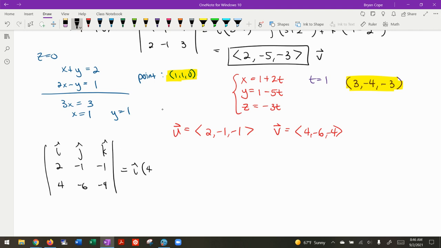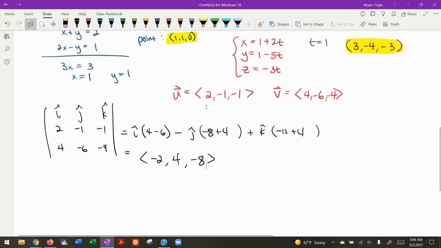This would be 4 minus 6. This would be negative 8 plus 4. And negative 12 plus 4. Okay, so we have negative 2, negative 4, so 4, and then that's going to be negative 8. Okay, I'm going to leave it as is there. Because we're only interested in the direction of that vector, not its magnitude, you could divide through by, say, negative 2 or something and make it a little bit easier. I'm not going to do that.